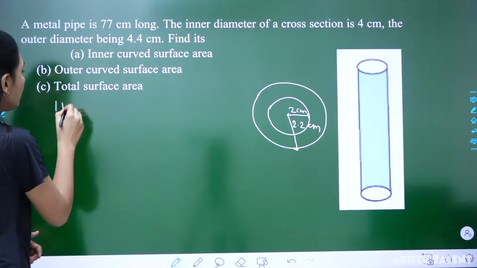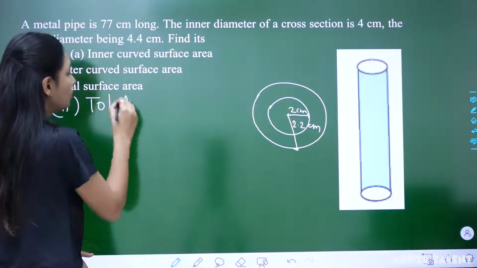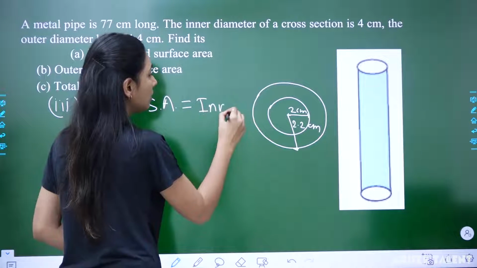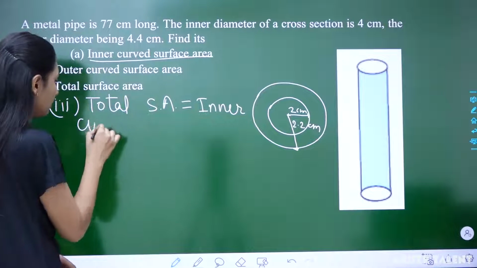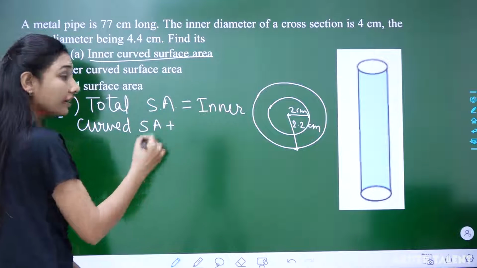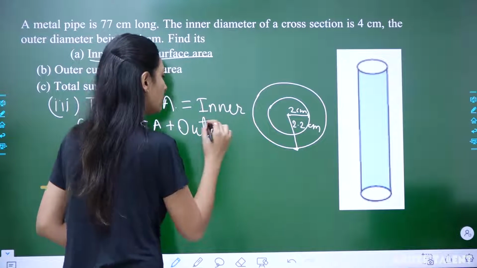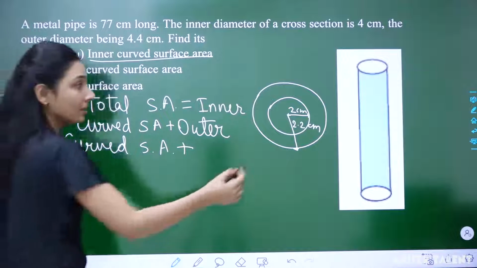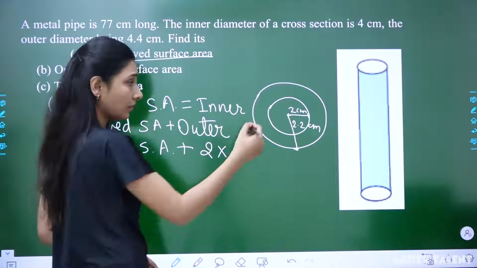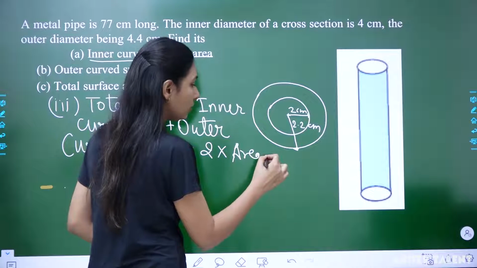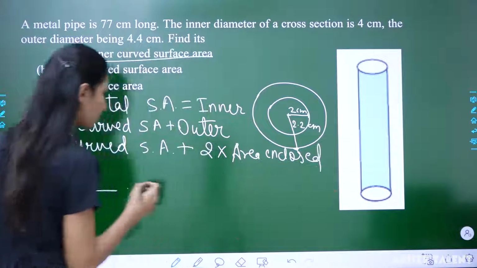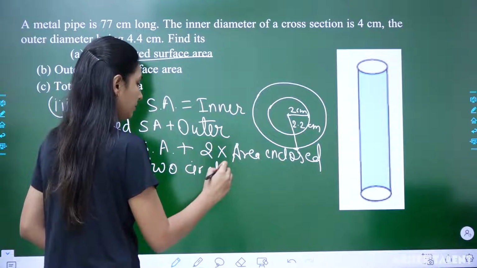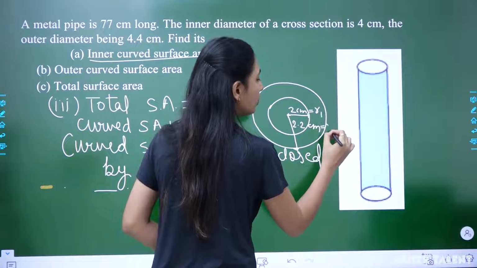Now, for the third part, which is the total surface area, that will be equal to the inner curved surface area plus the outer curved surface area plus 2 multiplied by the area enclosed by two circles. Let's suppose this is your R1 and this is your R2.